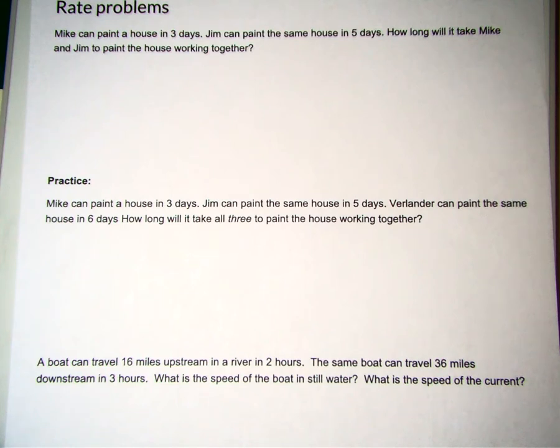You can read this first one just as well as me, but it says, Mike can paint a house in 3 days. Jim can paint the same house in 5 days. How long will it take Mike and Jim to paint the house working together? Okay. Now, let's take a look at how we might break this down in a way that'll make it fairly straightforward.